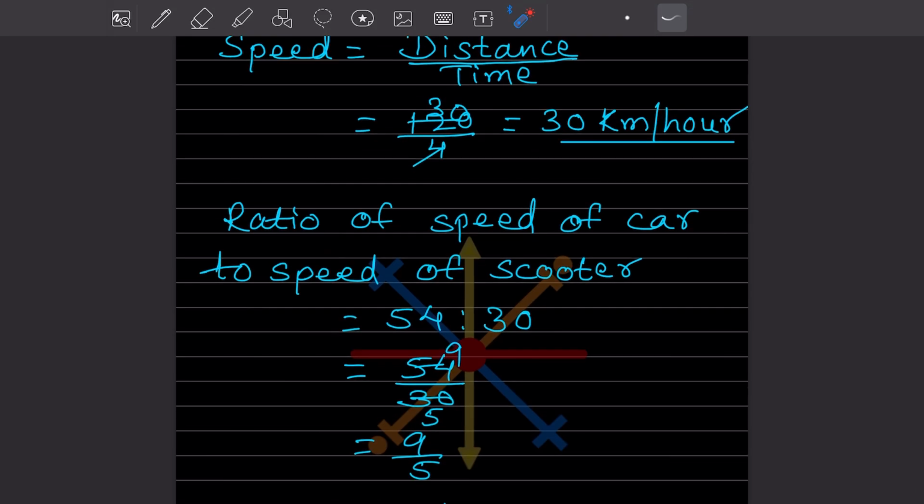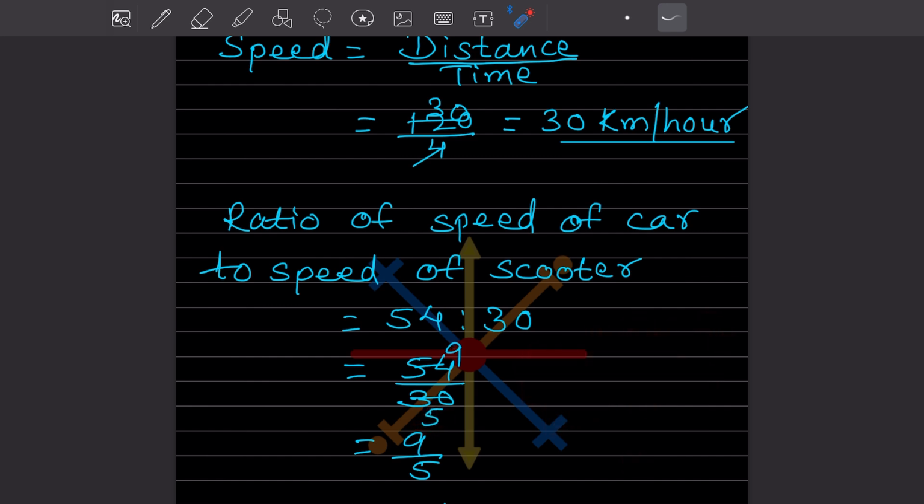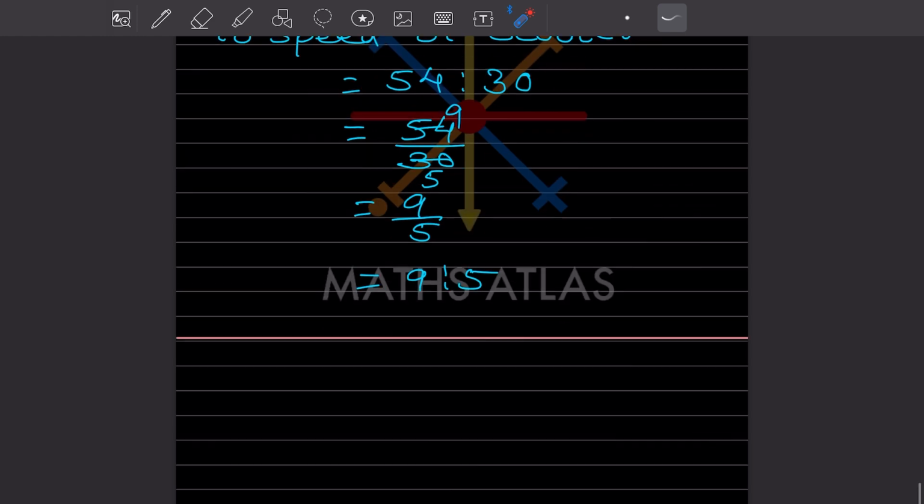So here we divide it, isn't it? 54 by 30. So what will be here? 6 5s are 30 and 6 9s are 54. Here also, as I told you, you can divide it by 2 if you don't know, but the steps are going to be more. Whatever it is, keep on dividing till you get the final answer. So this is 9 by 5, and we want the ratio, that is going to be 9 is to 5.